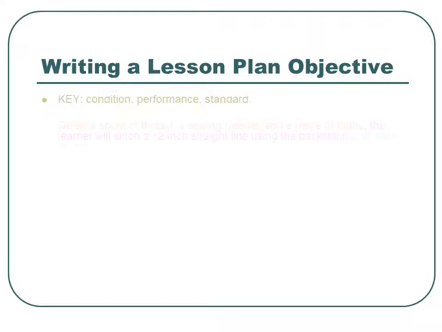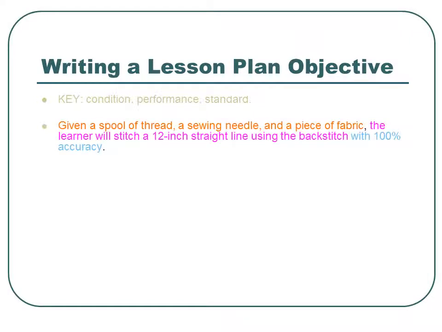So let's look at our first example. It says, given a spool of thread, a sewing needle, and a piece of fabric, the learner will stitch a 12-inch straight line using the back stitch with 100% accuracy. You can see the sentence is color-coded, one of the components directly following the other. There are no extra words in there.